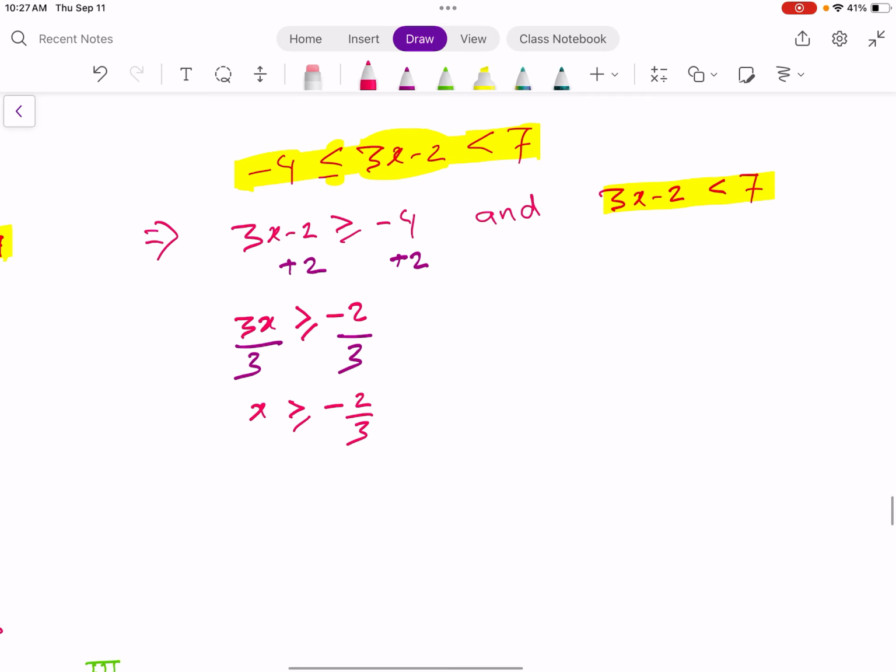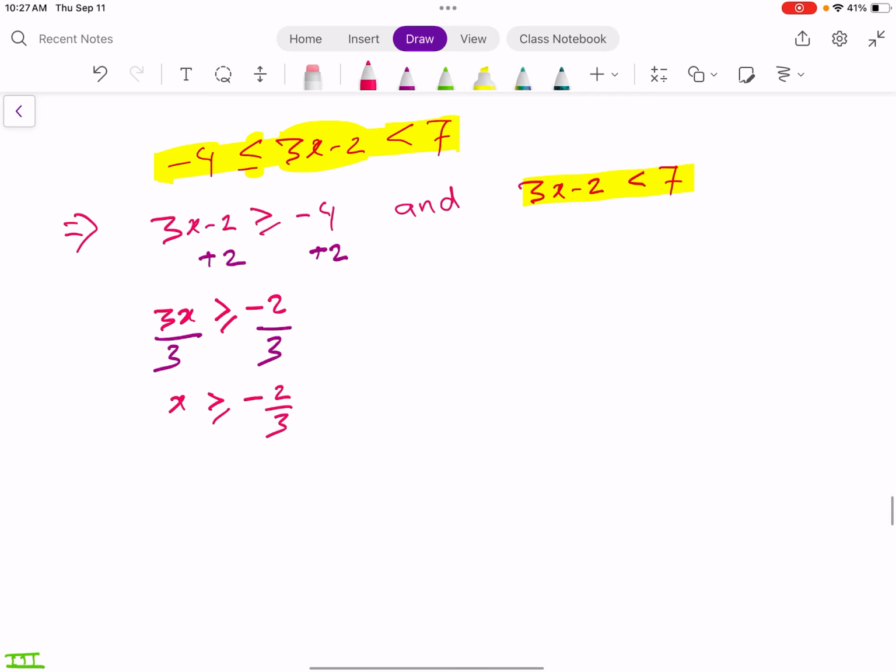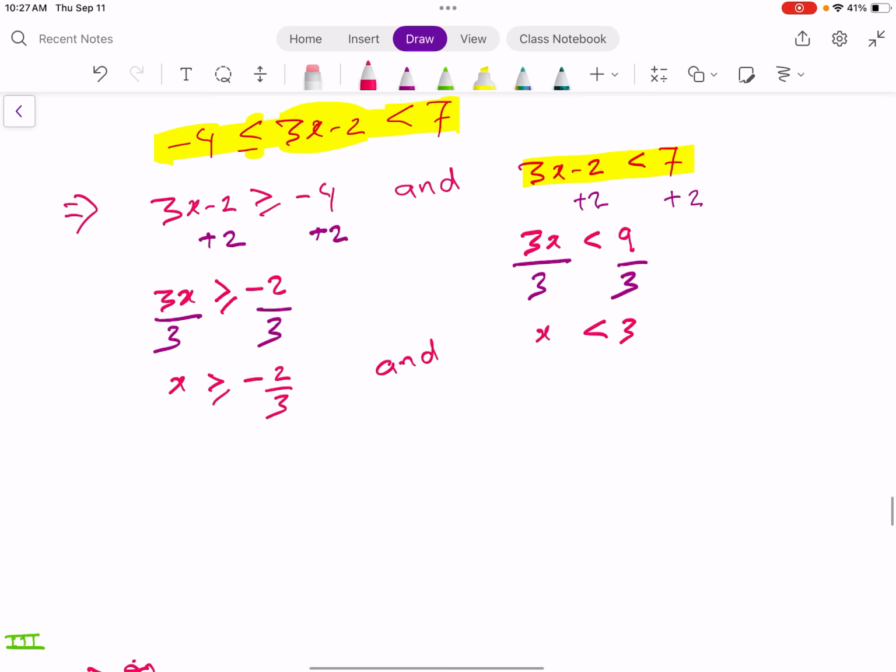Now let's solve the other inequality. You add 2 on both sides. So we have 3x less than 9. Then you divide both sides by 3, and we get x is less than 3. Do not forget the and. So our x is greater than or equals to -2/3 and less than 3.